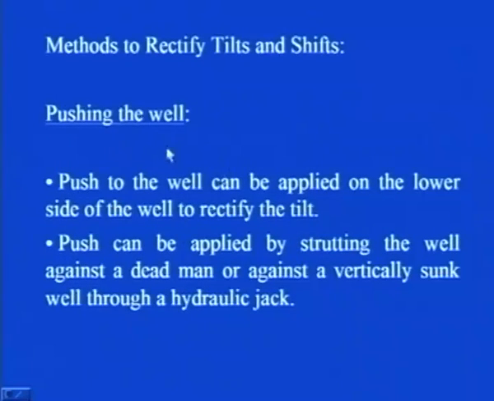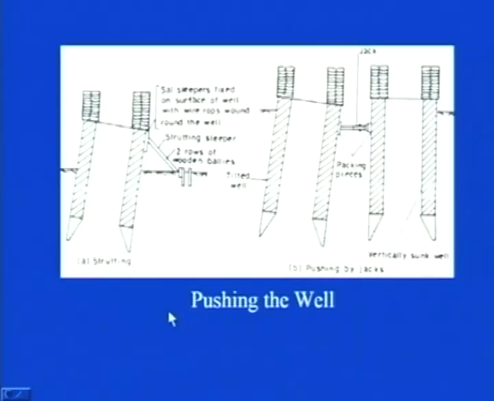The fourth one is pushing the well. A push to the well can be applied on the lower side of the well to rectify the tilt. This push can be applied by strutting the well against a dead man or against a vertically sunk well through a hydraulic jack. Let us see with the help of this figure. You can see this is the lower side and this is the higher side.